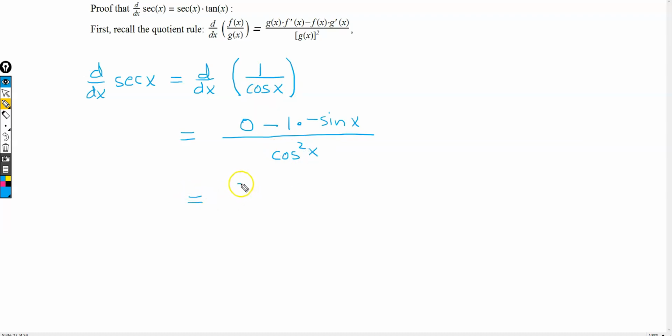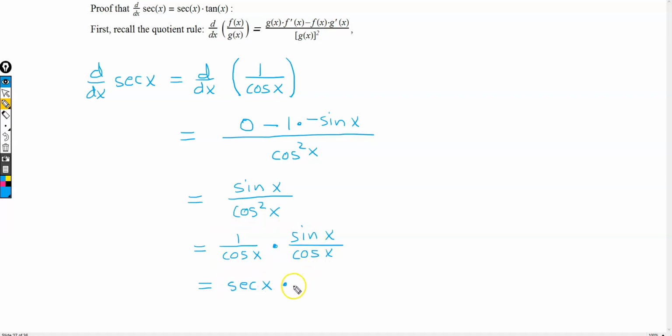And we end up with, and we're going to break that up as follows. We'll write that as, so we just split this fraction apart as follows. See, if you multiply this together, you get sine over cosine squared. Now, 1 over cosine, that's the secant, and sine over cosine, that's the tangent. And that's what we wanted to prove. So we've proven now that the derivative of secant is secant times tangent.